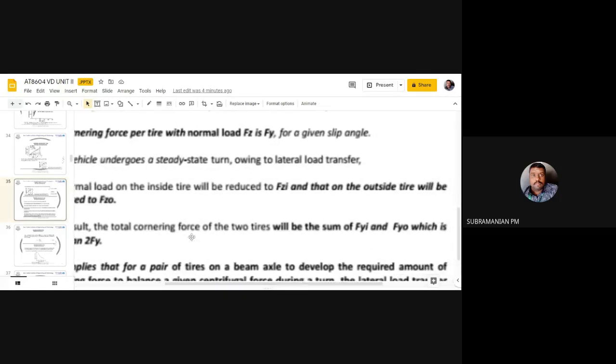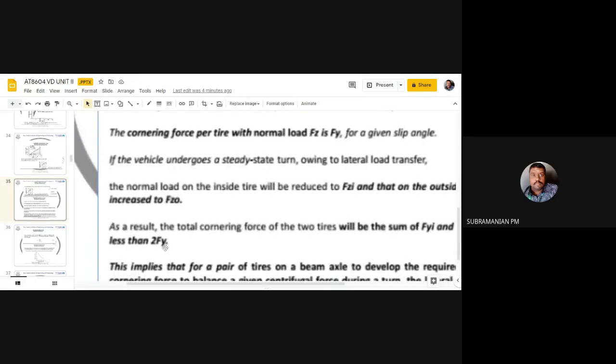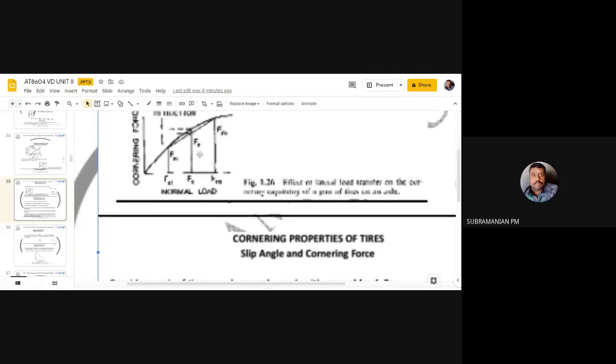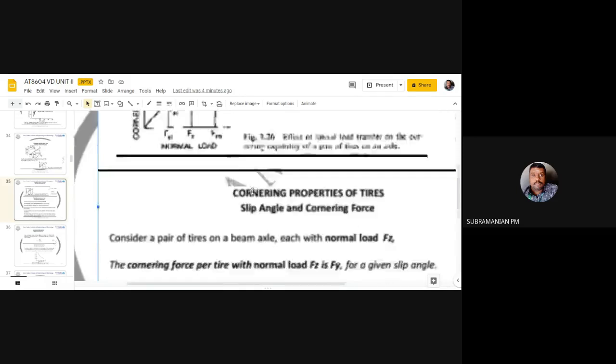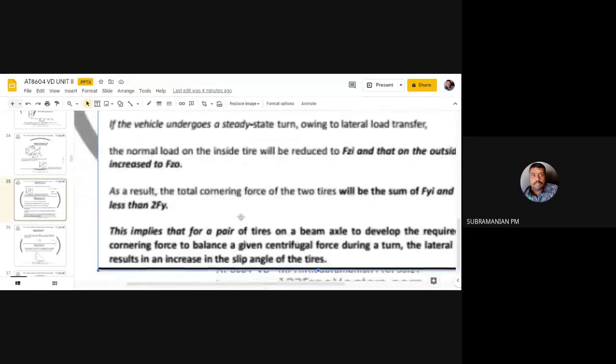So you can see the total cornering force will be the sum of the inner and outer tire forces, which will be less than 2Fy. Why am I saying 2Fy? Because this Fy is for one tire. When I consider two tires, it will be 2Fy, because the normal force is the same and the cornering force also will be the same for both tires. So this is the main content you have to understand.